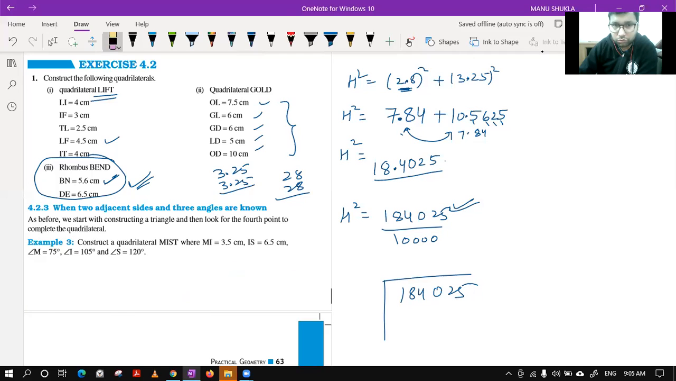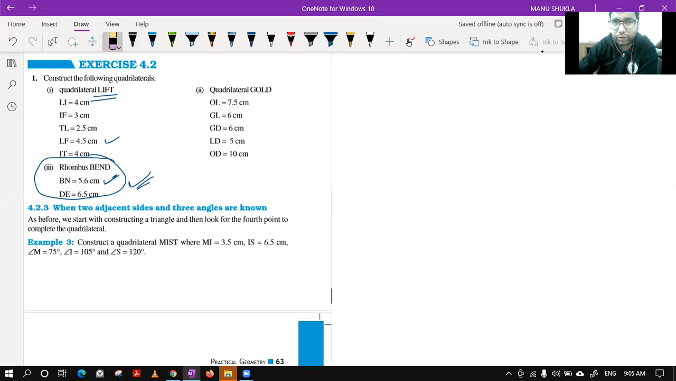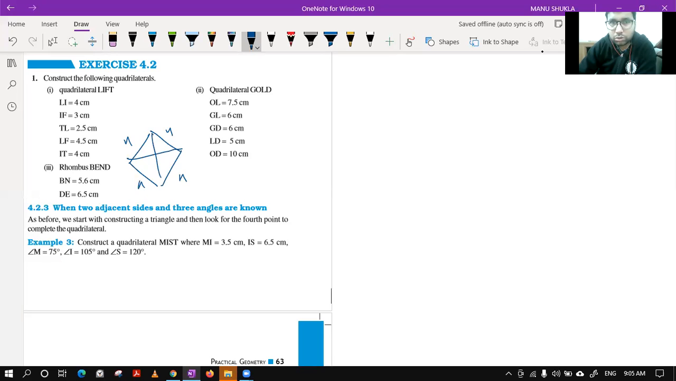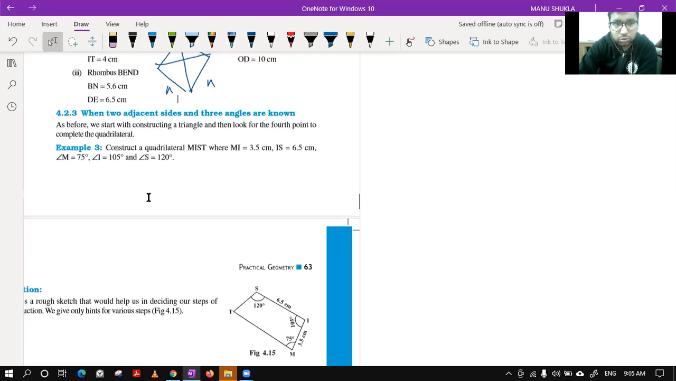The time is 9:05. Okay. It was a bracket, not 1 3. So the only problem in this question was to find the hypotenuse. As soon as you find the hypotenuse, you can say that it is the side of that particular rhombus, and you already know the 2 diagonals. You can make that easily. Okay. Now the next thing that we will study is when 2 adjacent sides and 3 angles are known. This is the next concept that we will do.